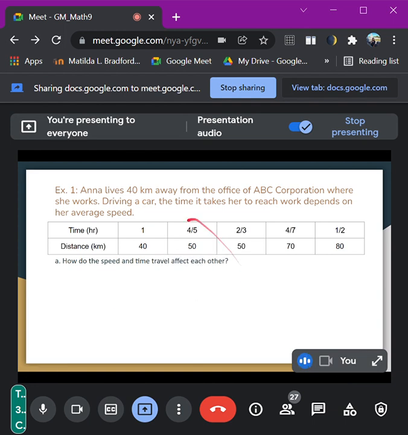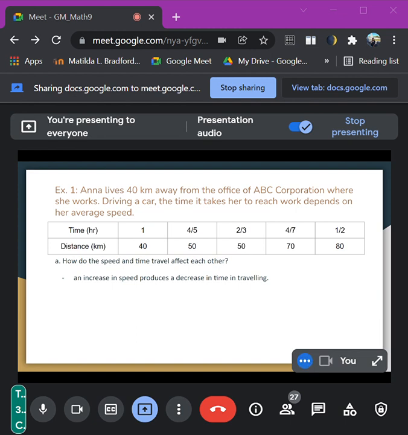Di ba sa atong makita here, while the time is nigamay, di ba nigamay ang time. So from 1 hour to 1/2, ang iyahang speed or iyahang distance or iyahang kilometer kay ni dako. So meaning to say, we have there an increase in speed produces a decrease in time in traveling. Right? Kung magpakusog siya dagan tas, dali ra siya maabot sa trabahoan.